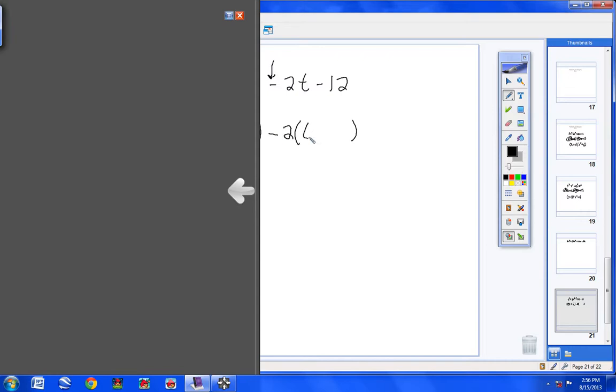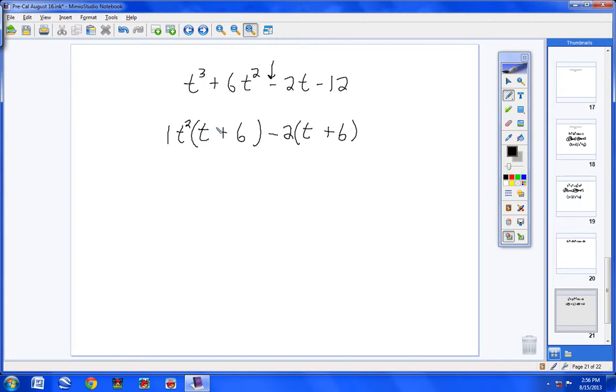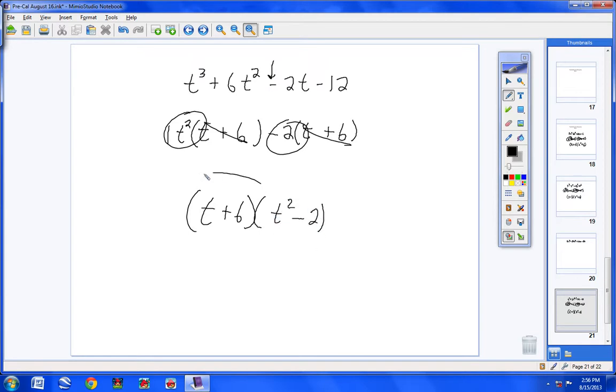So negative 2 times t is negative 2t. And then negative 2 times, watch your signs here, a positive 6, right? You want a negative 12. A negative 2 times a positive 6 is a negative 12. So there, we pulled out the common factor of negative 2. And now, with that in mind, let's see. Yep, our parentheses match. We have a t plus 6 and a t plus 6. So write that parentheses one time, and then you're left over with t squared minus 2. So t squared minus 2. And that's called factoring by grouping. You really need to know those two methods.